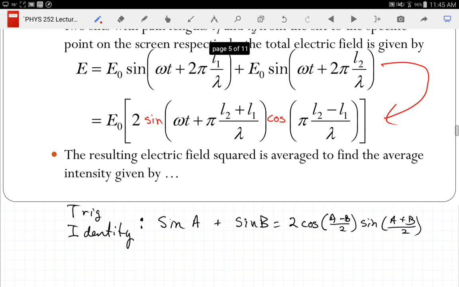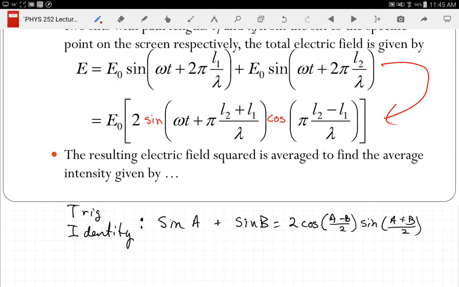So we have a trigonometry identity that says sine of A plus sine of B is equal to 2 times cosine of the difference in A and B divided by 2, times sine of the sum of A and B divided by 2. That's where I had my mistake. I had the cosine and sine in opposite positions.